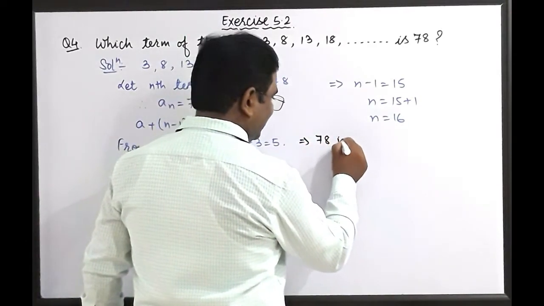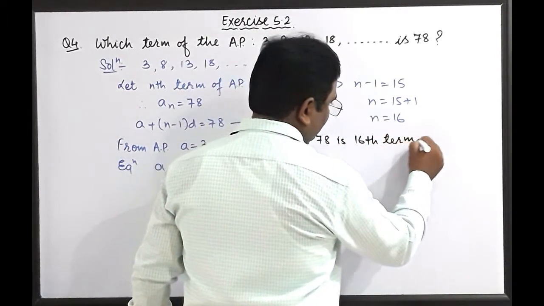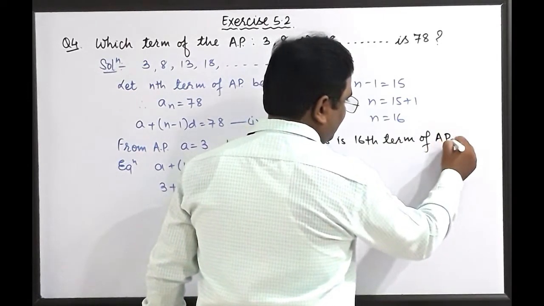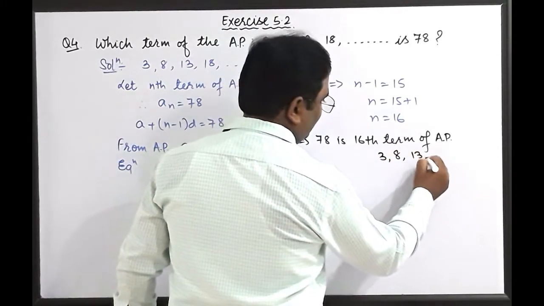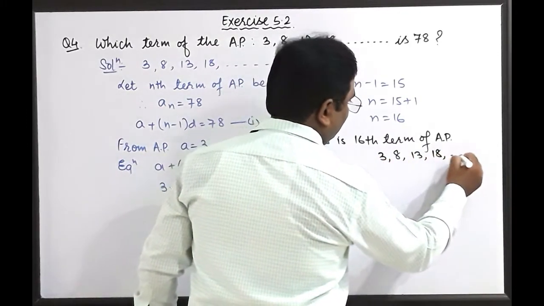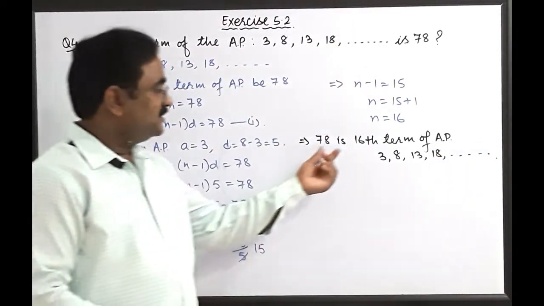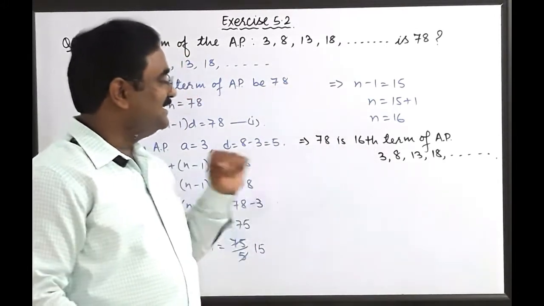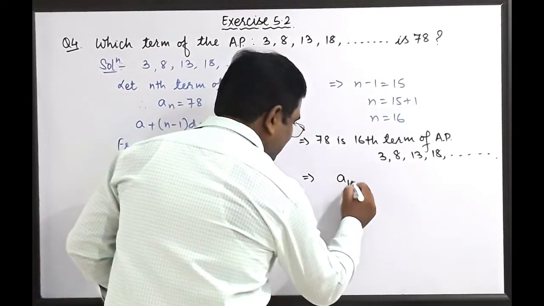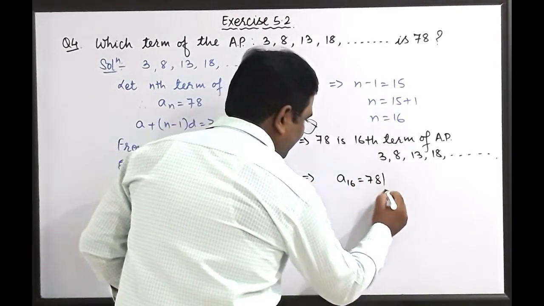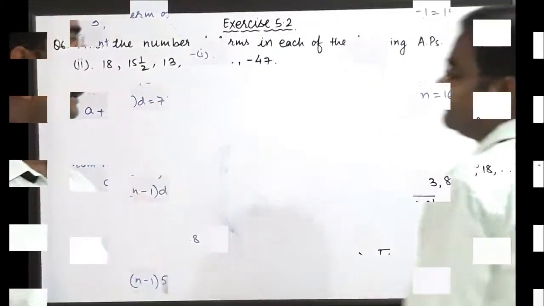78 is the 16th term of the AP which is 3, 8, 13, 18, etc. Okay children, this 16th term means A16 is equal to 78. This implies that A16 is equal to 78, means the 16th term of this series is 78, right?